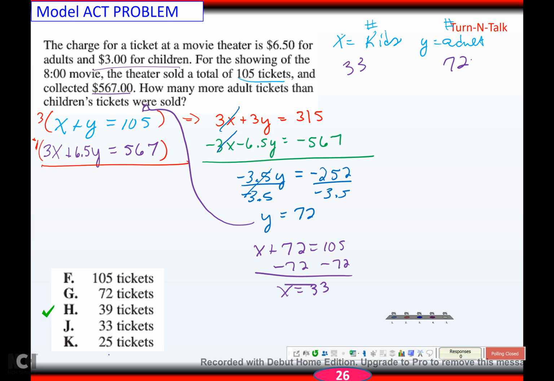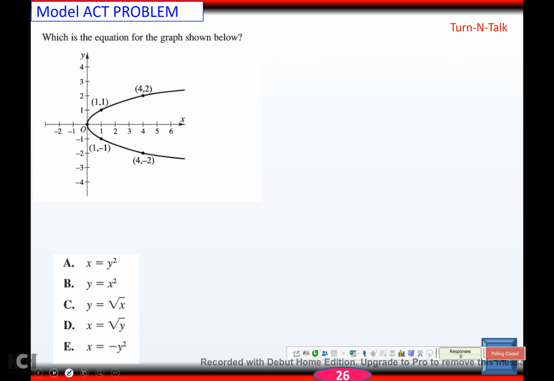The question says, how many more adult tickets than children tickets were sold? Well, how many more suggests subtraction. So if I say 72 take away 33, I will get my 39 tickets. There's 39 more adult tickets than there are children tickets. Okay? All right, try this one. Hit pause. Come back when you're ready.